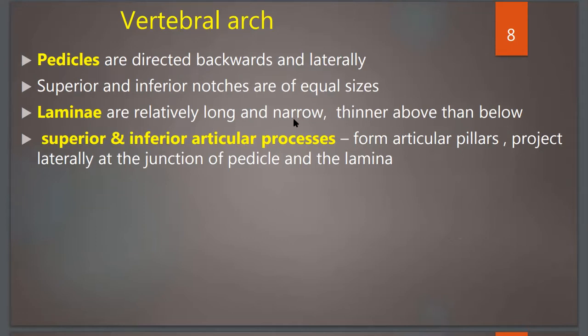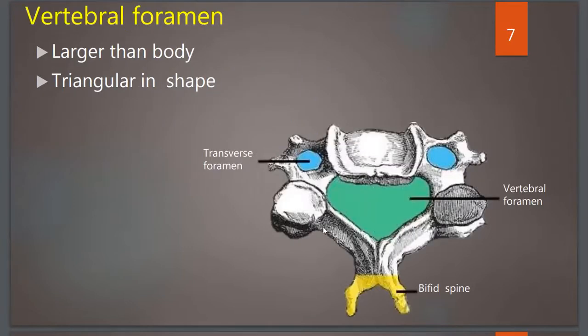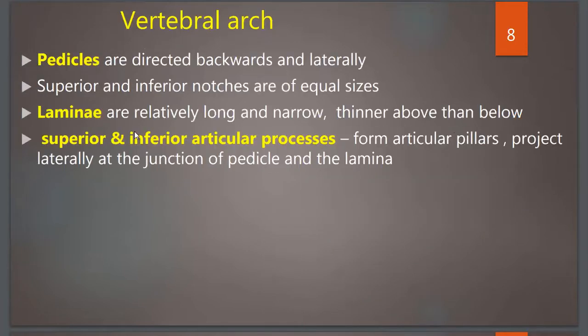Laminae are relatively long and narrow, thinner above than below. So which are laminae? Let me show you. This is the right lamina. This is the left lamina. Laminae fuse to form the spinous process, which is basically bifid. The superior and inferior articular processes form articular pillars, which project laterally at the junction of pedicle and lamina.